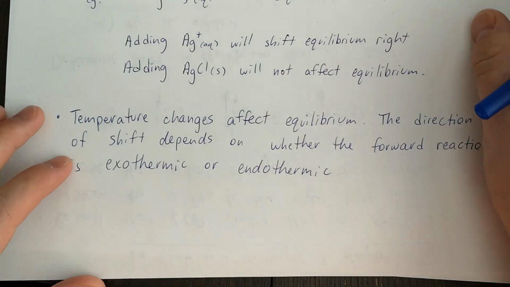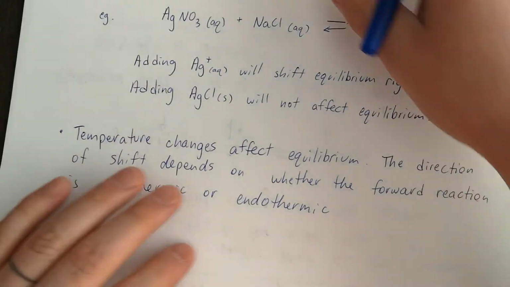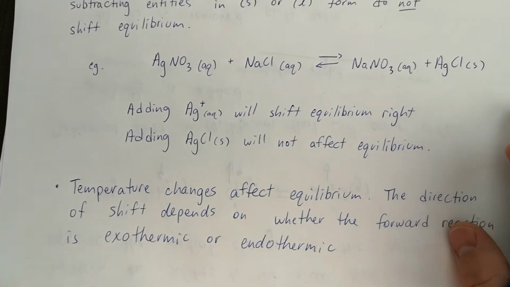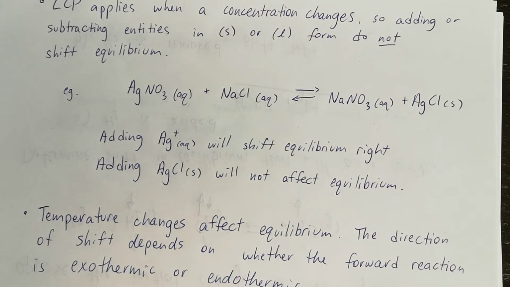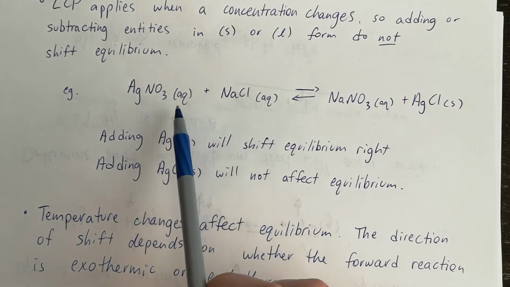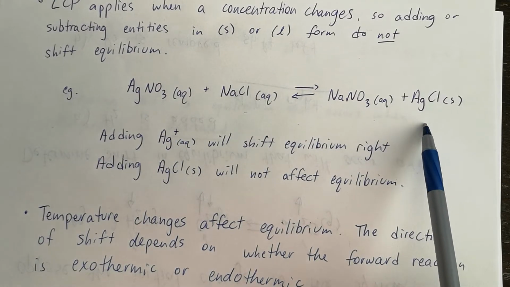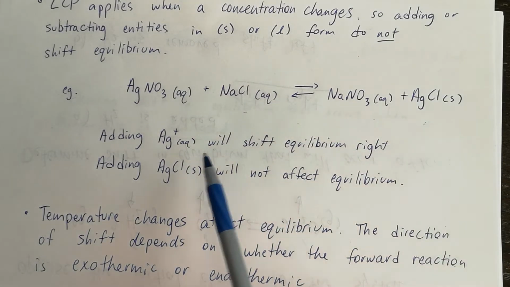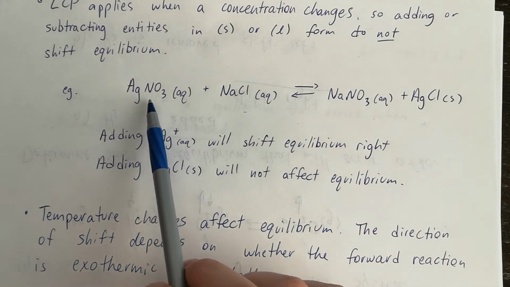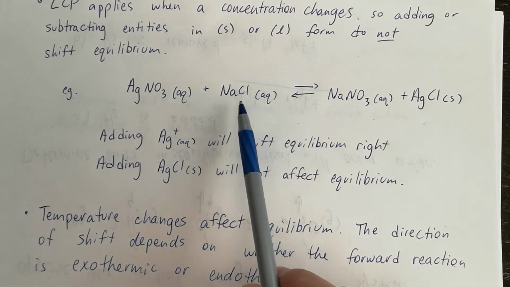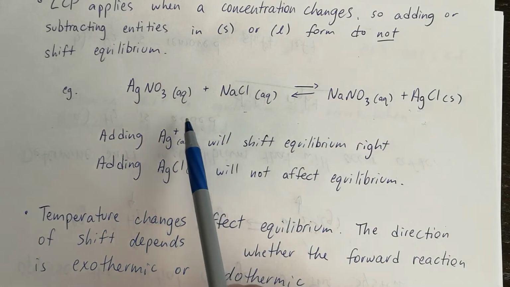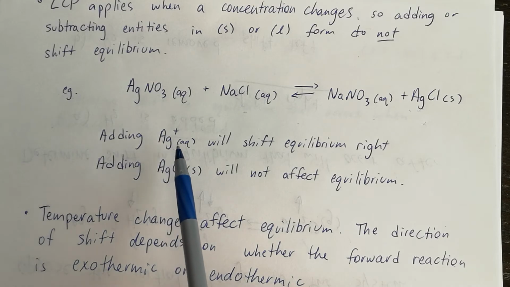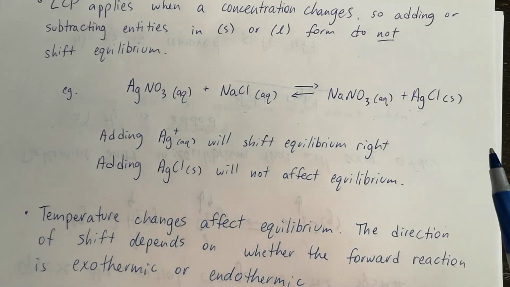All right, let's move on a little bit. Something I want to get out of the way, it's really similar to Kc. Le Chatelier's principle applies to concentration changes. So if you add or subtract entities that are solid or liquid form, there's no change to the equilibrium. I've got a nice example here, silver nitrate with sodium chloride, and you get that silver chloride precipitate. If I add silver ions, the concentration of silver ions will increase. There'll be more collisions, more reactions with chloride, and you'll get more silver chloride. Adding silver ions, which are aqueous, does increase concentration, so equilibrium will respond to that.